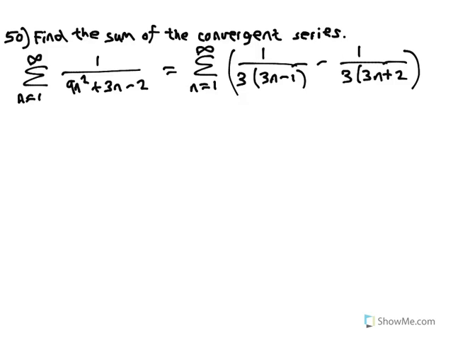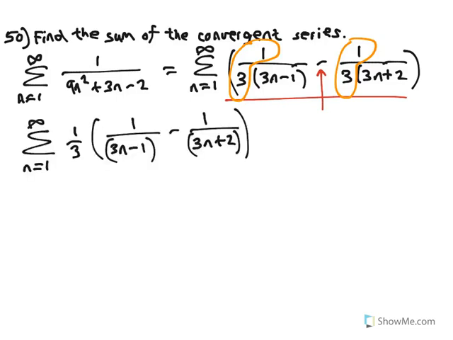So number 50 can be rewritten like this using partial fraction decomposition. And we can further rewrite this because if you look at the two partial fractions, you'll see that each of them has a common factor of 1/3. So we can factor out 1/3 from each partial fraction and rewrite the problem as follows.